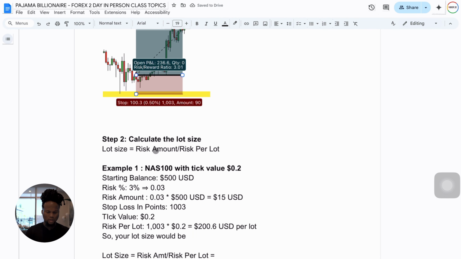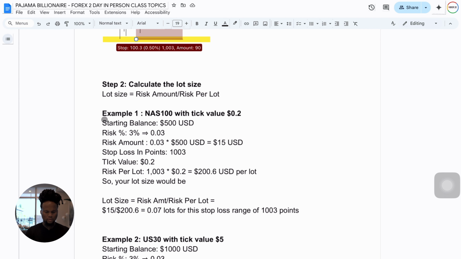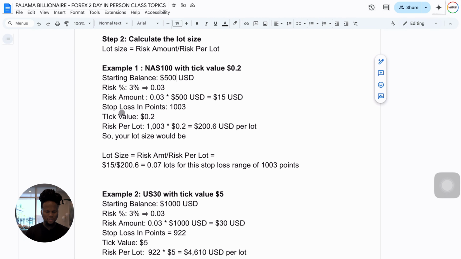And then based on the cost per lot, it basically calculates the lot size as risk amount divided by risk per lot, and then you get your formula. So for example, we have a starting balance of $500, which got funded by Pro Traders Fund, so you can trade bigger. Risk percentage is 3%. Risk amount is basically $15 because it's the 500 times the risk percentage. Stop loss in pips is this 1003.